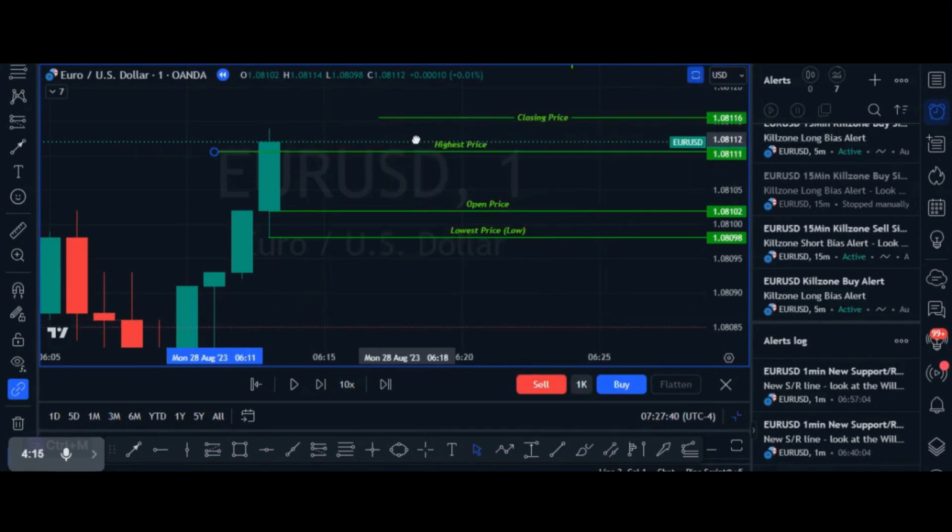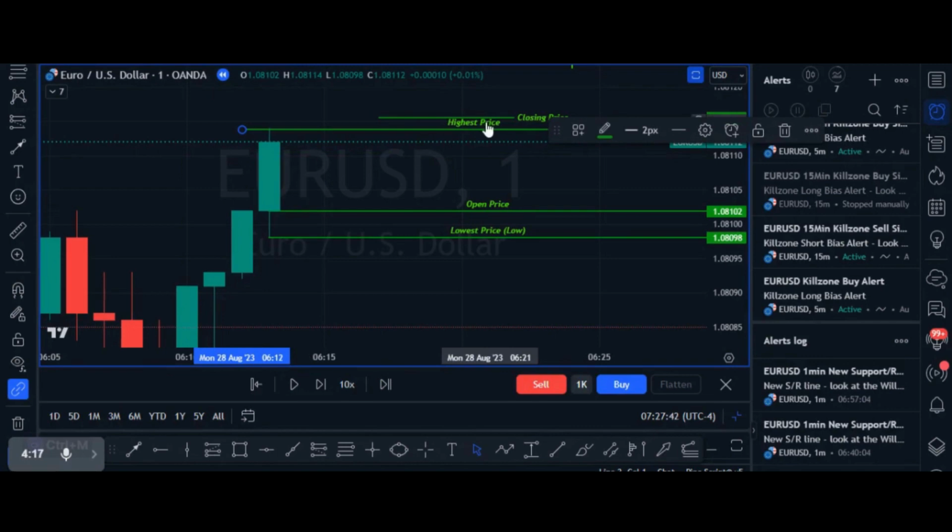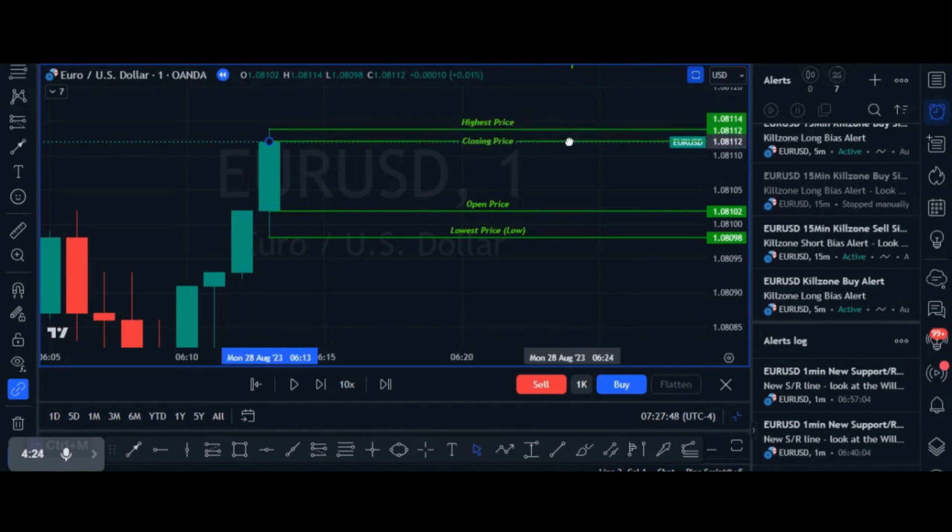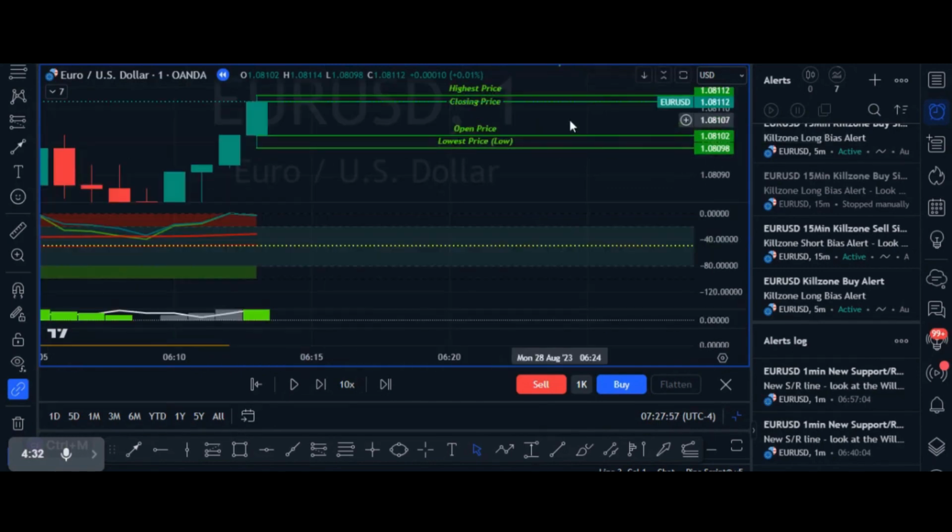And then we have the price that it closed at. And the closing price, where can I grab it? It's this one. Here we go. This is where it closed at. We see that dotted line. It closed at that price, which is 1.08112. So this is the price.